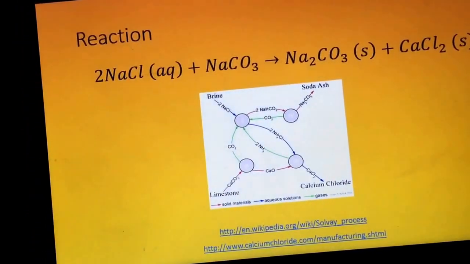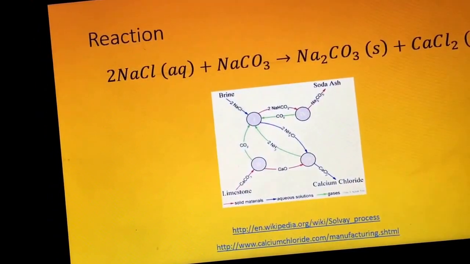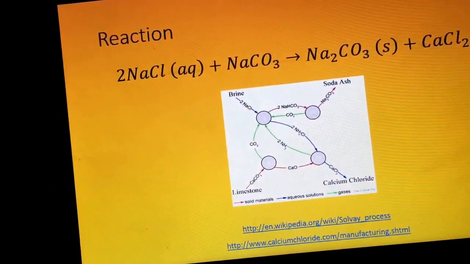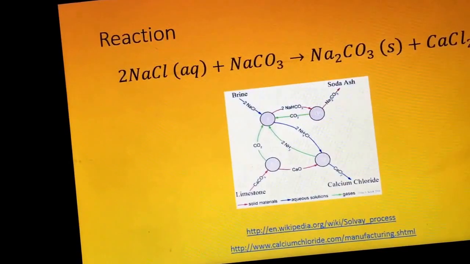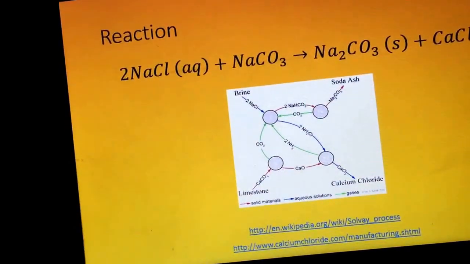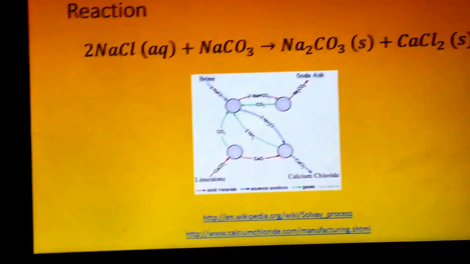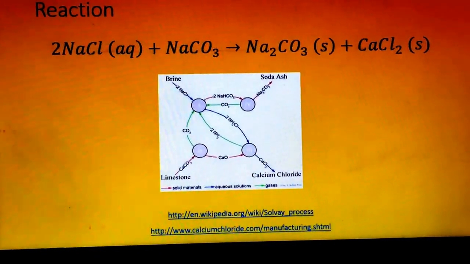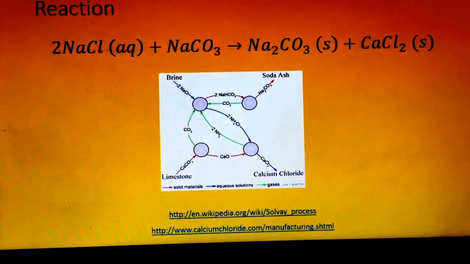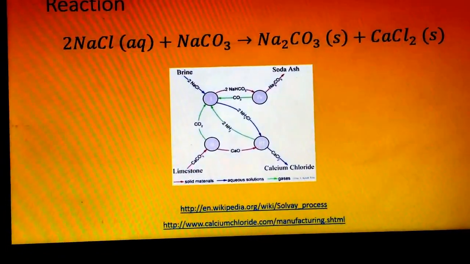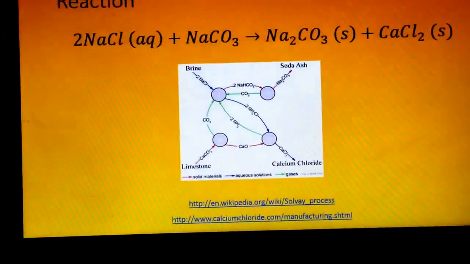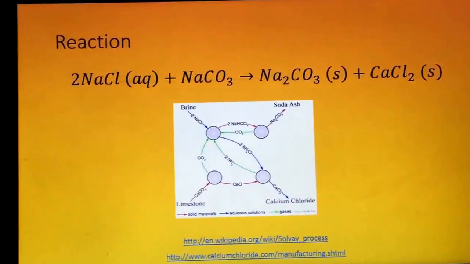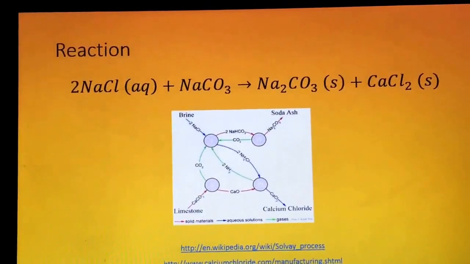When the salt brine reacts with the NaCO3, they switch cations, and then it forms sodium carbonate in a solid form, which is also called soda ash, and it also forms CaCl2, which is calcium chloride, which is partly crystallized, and then the two of them can be separated from each other later when the reaction is complete.